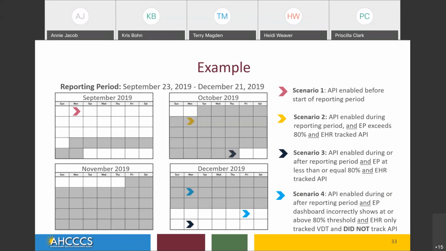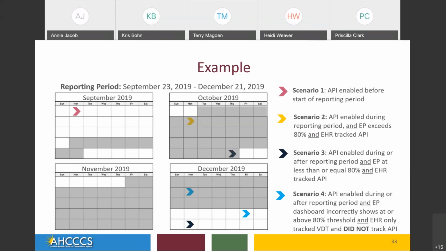For Scenario 2, you want to look for the yellow arrow, which is in the month of October. And it's in the grayed out area. That grayed out area is the reporting period. It's showing that the API was enabled during the reporting period. So if the EP meets that the API was enabled during the reporting period, and the EP exceeds 80%, and the EHR tracked API, then the EP falls into scenario 2.